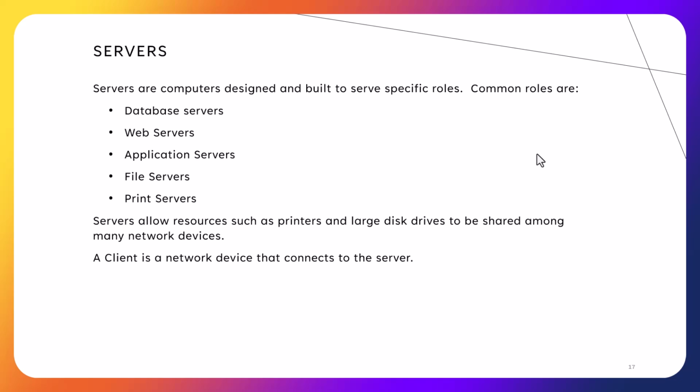A client is a device, such as your phone or a laptop, that connects to a server. So your phone that is running the mail app, when you connect to Gmail, the phone is the client, and Gmail is the application server.